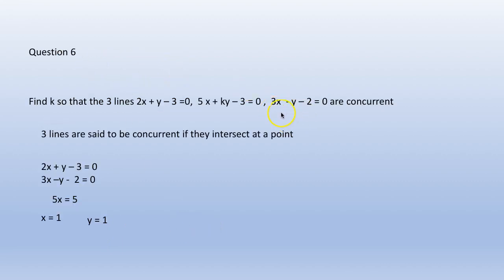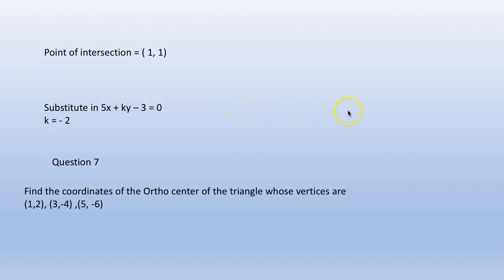Substitute that in the line kx plus y minus 3 equal to 0. So I get k equal to minus 2.